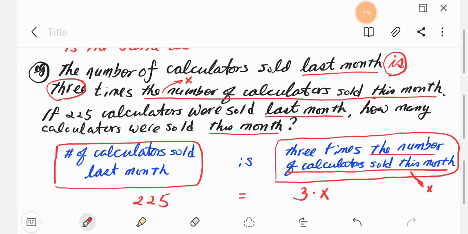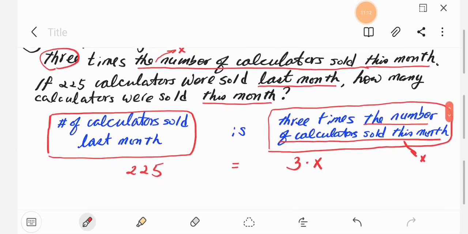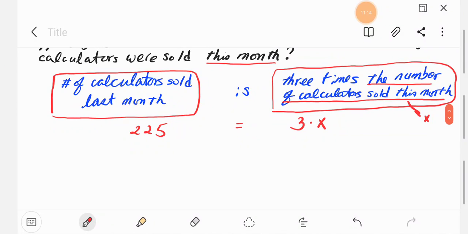3 times something. The something is, we don't know. That's what we're going to find. So let's make it a variable X. So 3X. So this is the equation: 225 is equal to 3X.